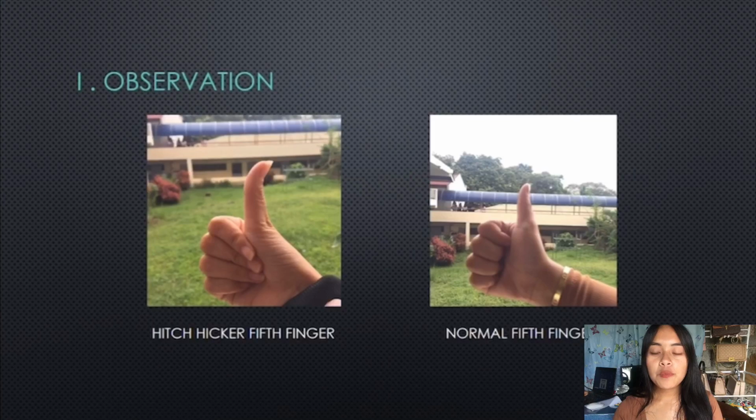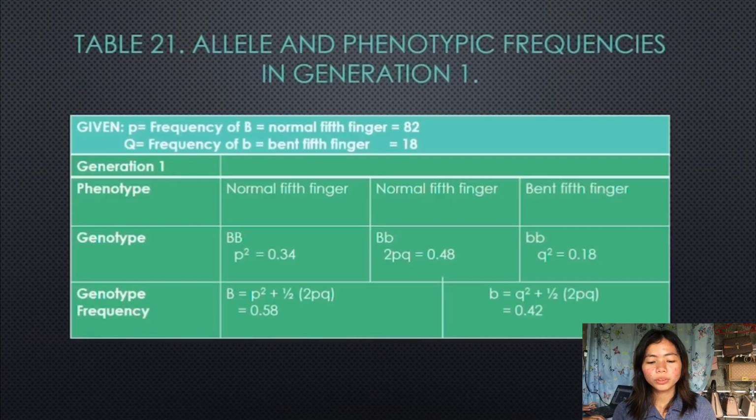First, we have our observation. We surveyed 100 students in CMU for normal fifth finger and hitchhiker fifth finger. We gathered the data: 82 with normal fifth finger and 18 with hitchhiker fifth finger. In Table 21, the frequency of big B, which is the normal finger, is 82, and the frequency of small b, which is the bent finger, is 18.